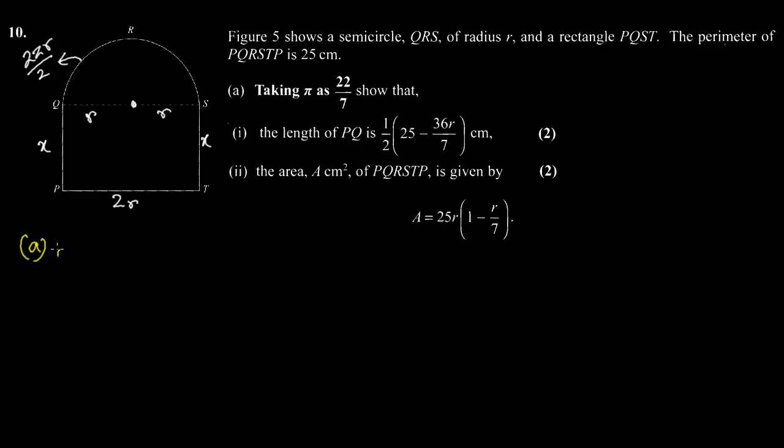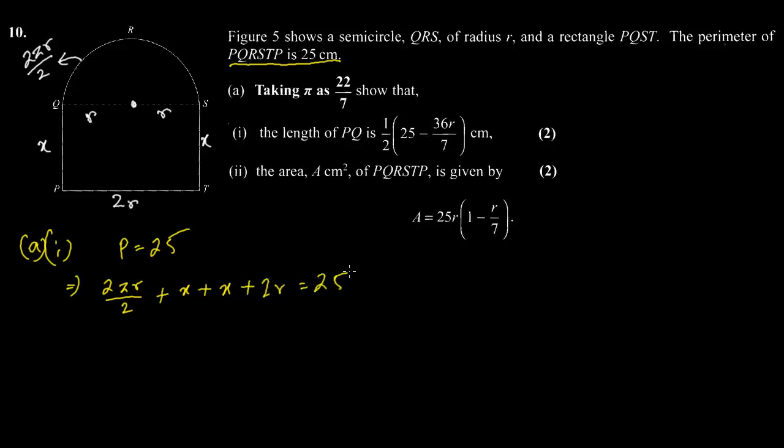So question number A1. The perimeter of the entire structure is 25 centimeters, that is given. This type of sum is more like the maximum minimum sum, where you have to show an expression of the area or volume. That is the question here. So the perimeter of this region is 25. We have the arc, which is a semicircular arc, 2 pi r divided by 2, plus we have this side x, plus this side x, and plus this is twice r.